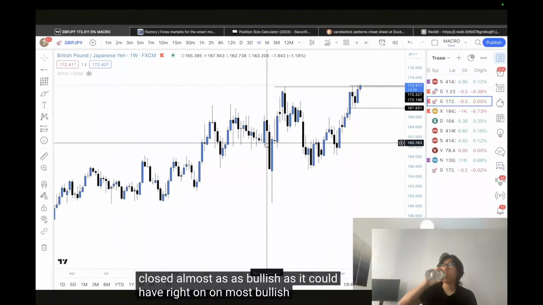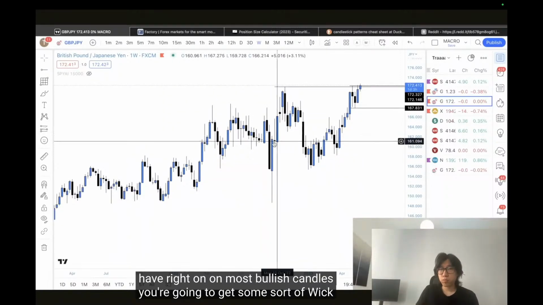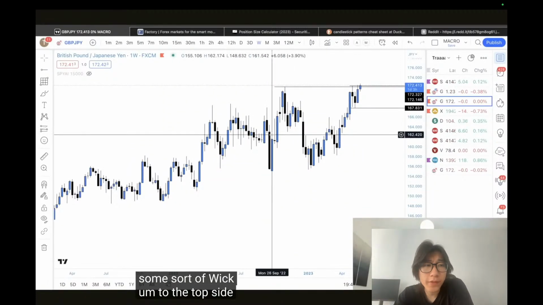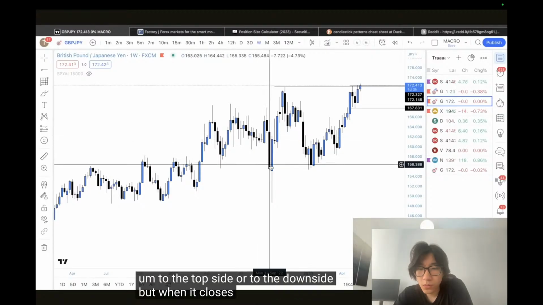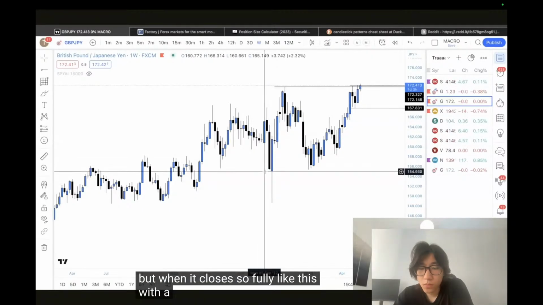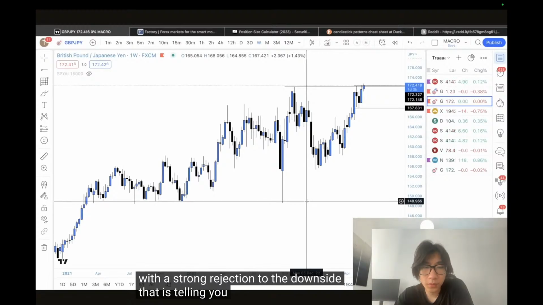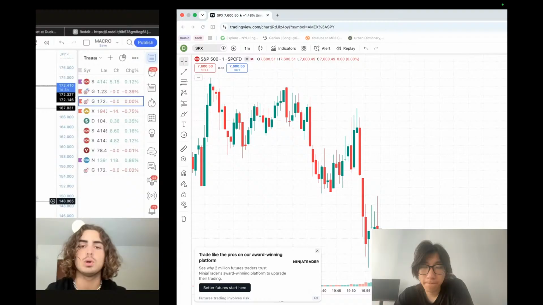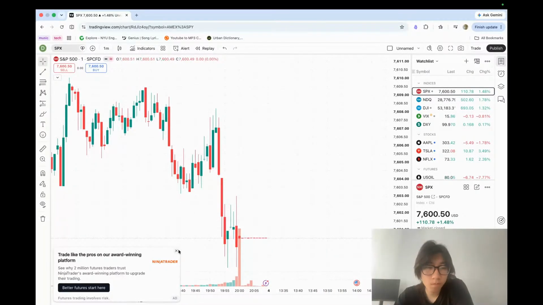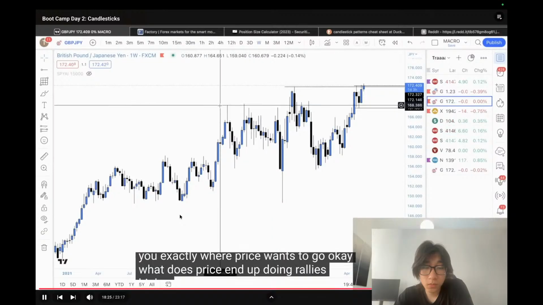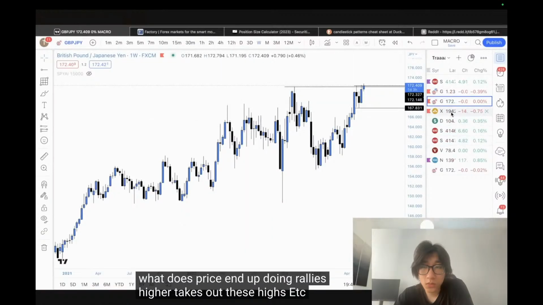On most bullish candles you're going to get some sort of wick, and on most bearish candles you'll get some sort of wick to the top side or the downside. But when it closes so fully like this with a strong rejection to the downside, that's telling you a thousand words. That candle is exactly where price wants to go. What does price end up doing? Rallies higher, takes out these highs, etc.